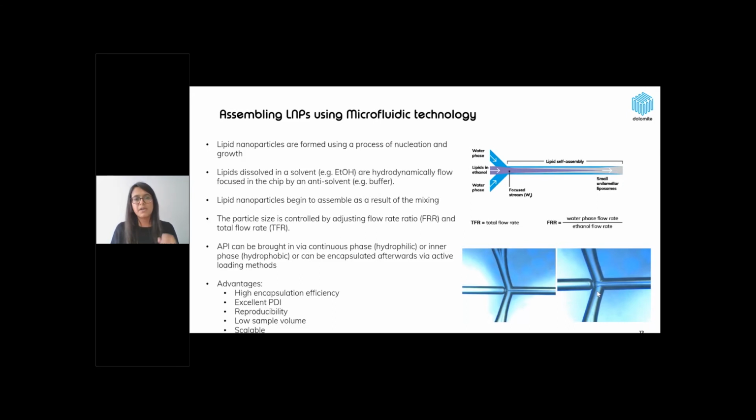So simply by manipulating the flow rate ratio, you're able to control the resulting lipid nanoparticle size. So this is greatly important for users to be able to control that, especially in real time. And you're also able to control your total flow rate. So if you want to have higher throughput, by maintaining your flow rate ratio, you can have both fluids running at a much higher flow rate. So that also is an important aspect that the user would like to control. So the API can be brought in via the continuous phase if it's hydrophilic, or the inner phase if it's hydrophobic, or it can also be encapsulated afterwards via active loading methods. So it's completely up to the user.